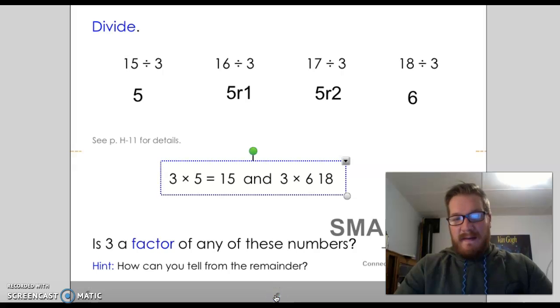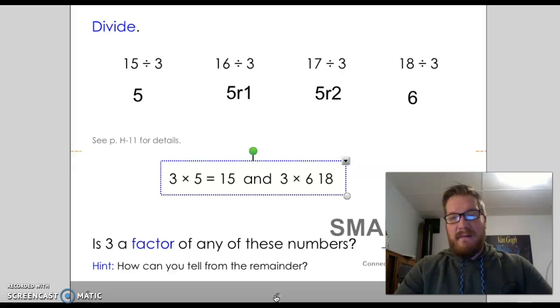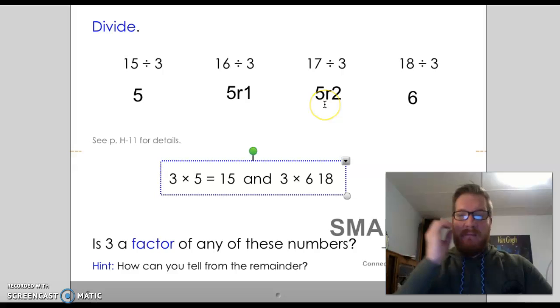Then the question is, is 3 a factor of any of these numbers? Well, 3 is a factor of 15, and it's a factor of 18, because in 16 and 17 we have remainders. And so if you are doing a question and you get remainders, then the number you're dividing with, in this case 3, will not be a factor.